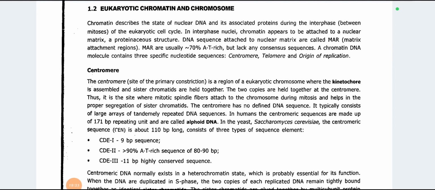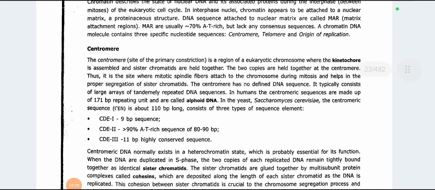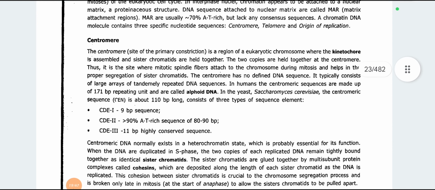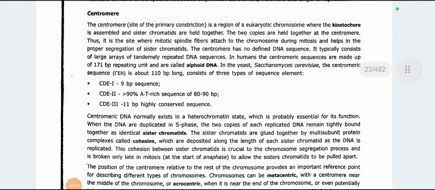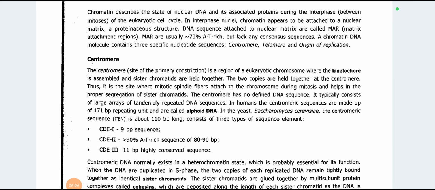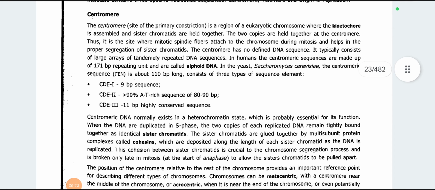So DNA sequences attached to the nuclear matrix are called matrix attachment regions, and they are usually AT rich but lack any consensus sequence. And a chromatin DNA molecule contains 3 specific nucleotide sequences: centromere, telomere, and origin of replication. Chromatin consists of 3 regions. Chromatin is attached to the matrix by matrix associated regions, which are AT rich regions.